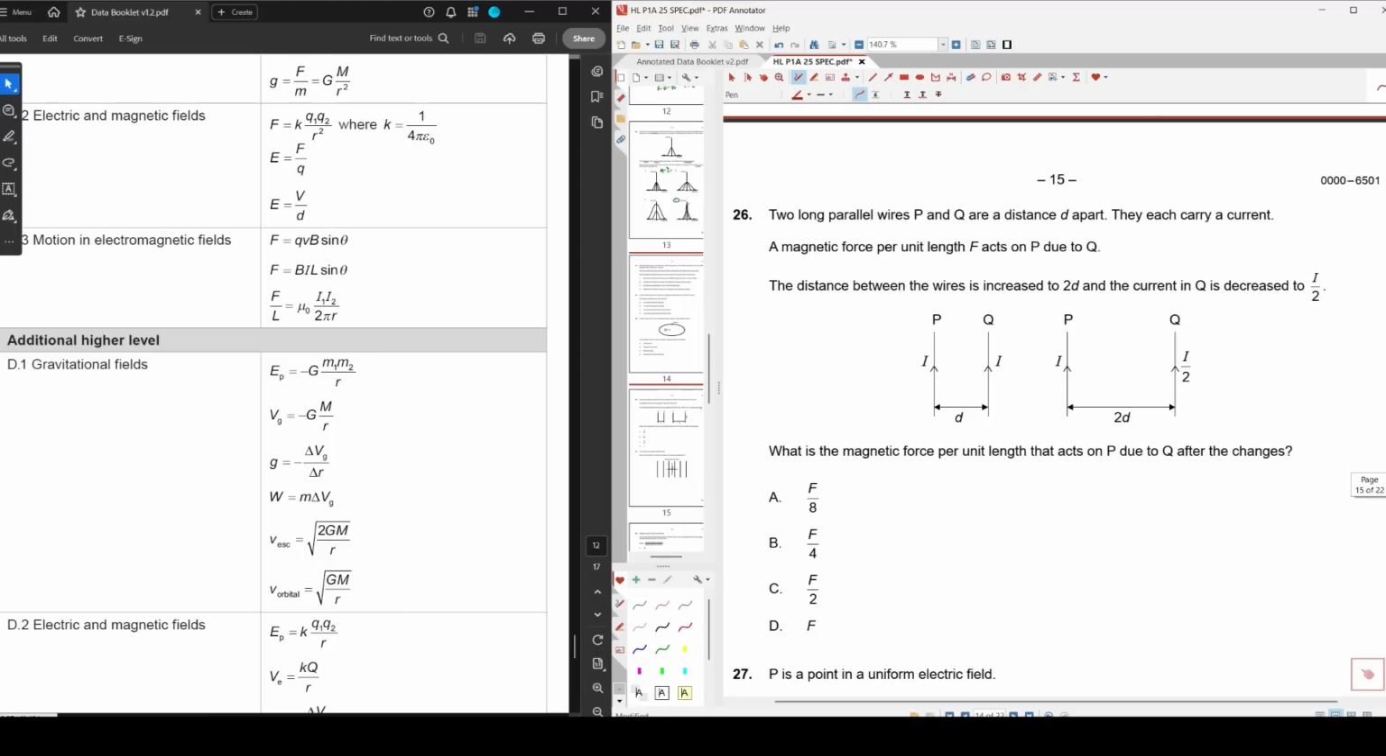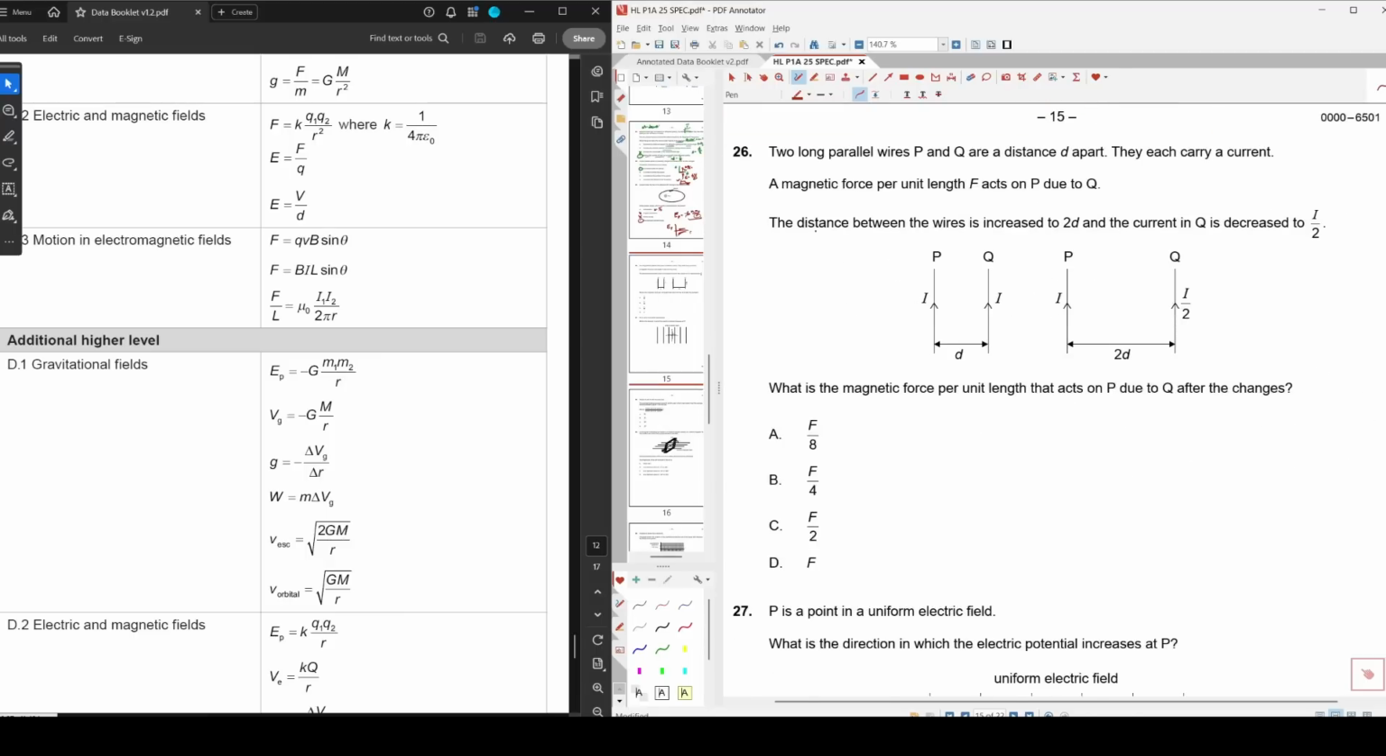Okay, they're getting pretty tricky. Yeah, remember all those mechanics problems? That's why we want to spend our time on those. All right, well, how about two long parallel wires? All right, this I like.